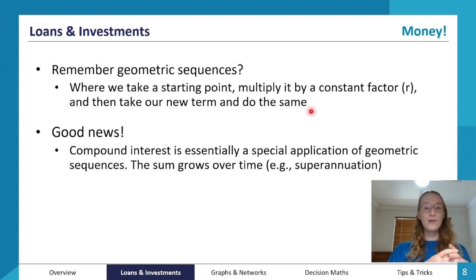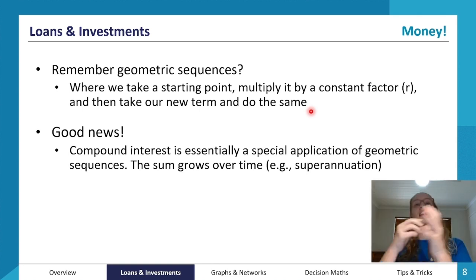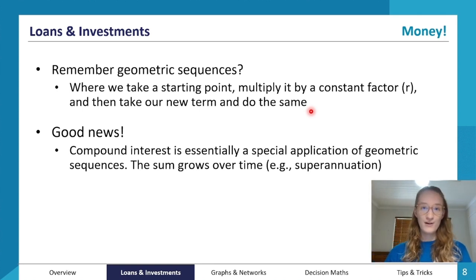So we take our starting point, which for example could be the number 3, and then we multiply it by a constant factor, which could be the number 2, for example. So we take our starting point, 3, multiply it by 2 and get 6, and then we times that by 2 again and get 12, times that by 2 again and get 24, and it can go on and on because it's a sequence. So we're just applying the same rule repeatedly.